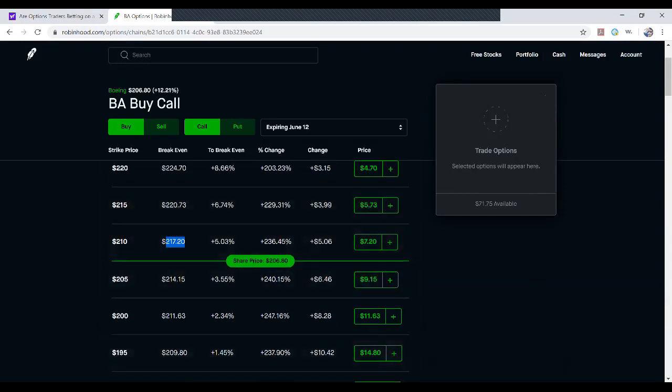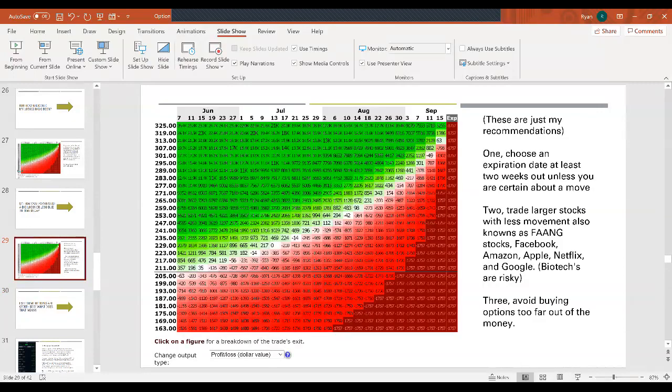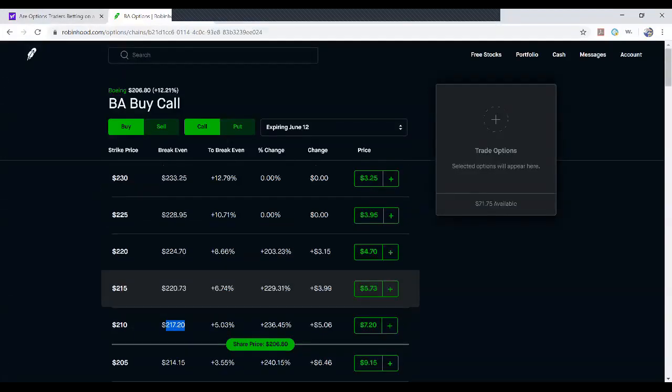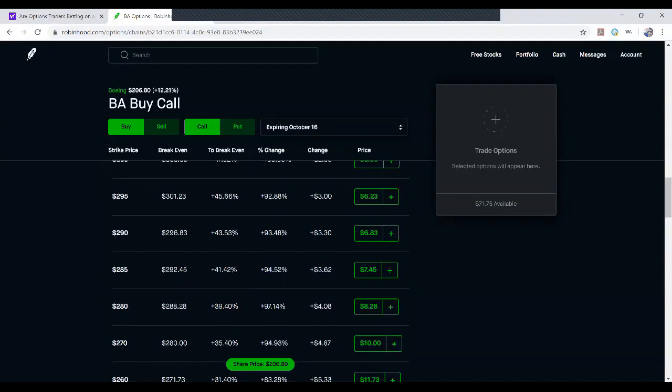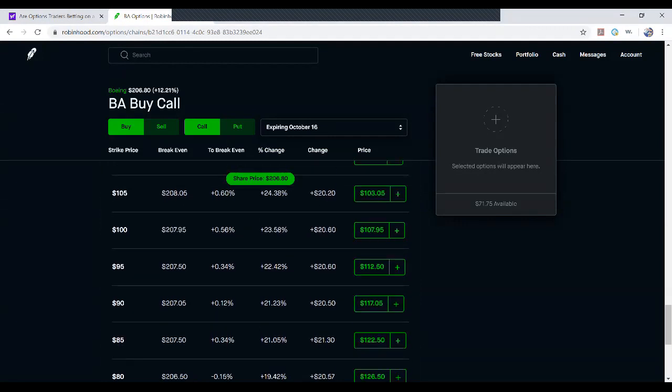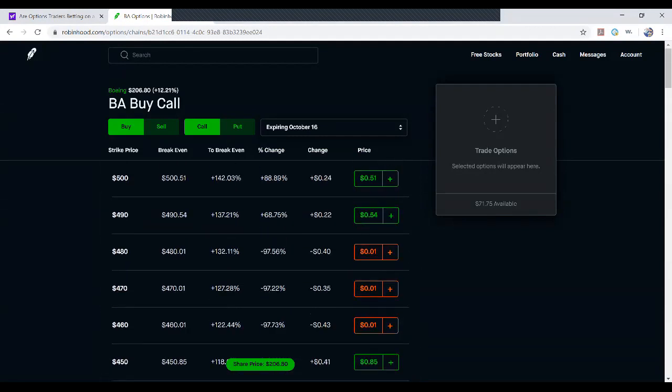Now, what I meant by this on the PowerPoint, let me switch back to the PowerPoint. What I meant by not buying options too far out of the money is, let's go back up. Let's go to about October. If we scroll up, you see how much cheaper the options get. If I were to buy a call option at $500, that's 51 cents. So I'd pay $51 for this option. Now, if I scroll down and bought it at $100, I'd pay close to $10,000 for this option. So that's $50 versus $10,000. Obviously, you'd want to buy the cheaper one for 51 cents. It had an 88% change that day on Friday, up 24 cents.